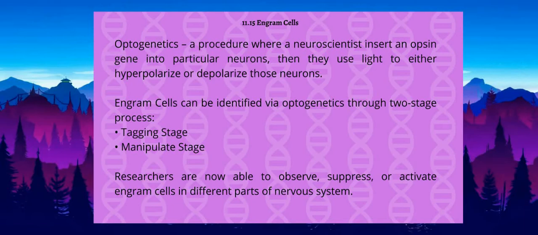The engram cells can be identified via optogenetics through a two-stage process. The first stage is called the tagging stage. While an animal engages in a learning task, the neurons that are active during the learning task are induced to express opsins. The second stage is the manipulation stage. The previously active neurons are either inhibited or excited by using light to influence the activity of the opsin-tagged neurons. Researchers are now able to observe, suppress, or activate engram cells in different parts of the nervous system.